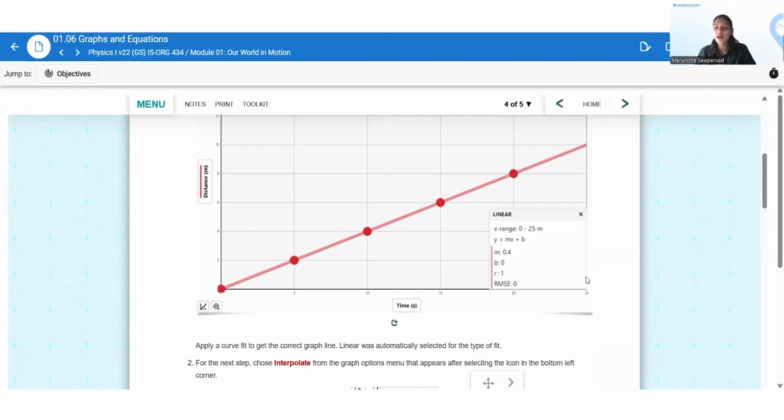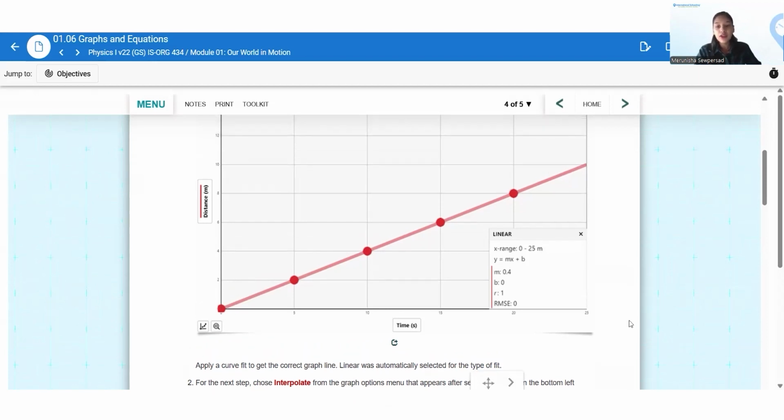Extrapolation is if I had to ask you, okay, what's happening at 30 seconds? At 30 seconds, how many meters did I go? Here, there's no value for 30. If you want to predict, then fine, you could say it would be up here at 12, right? So that is extrapolation, when we read values from outside of the graph.